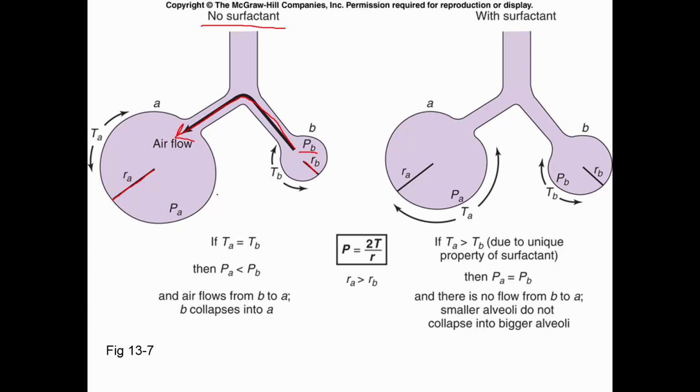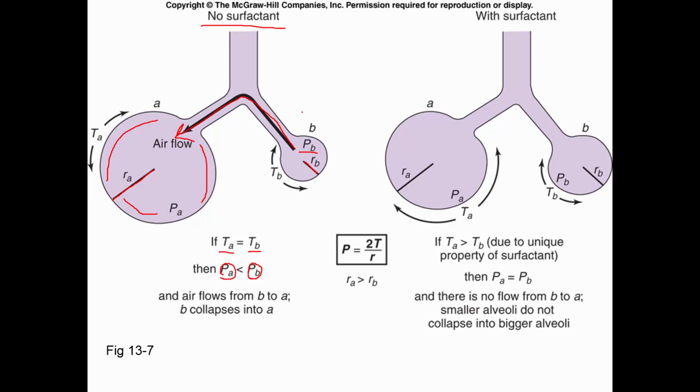Why does that happen? It happens because of the law of Laplace. What we assume is if these alveoli have no surfactant, then surface tension is the same everywhere. That means the surface tension in alveolus A is equal to the surface tension in alveolus B. And if that is so, then the pressure in alveolus A is smaller than the pressure in alveolus B. Then the air flows from B to A, and the alveoli collapse into one another.